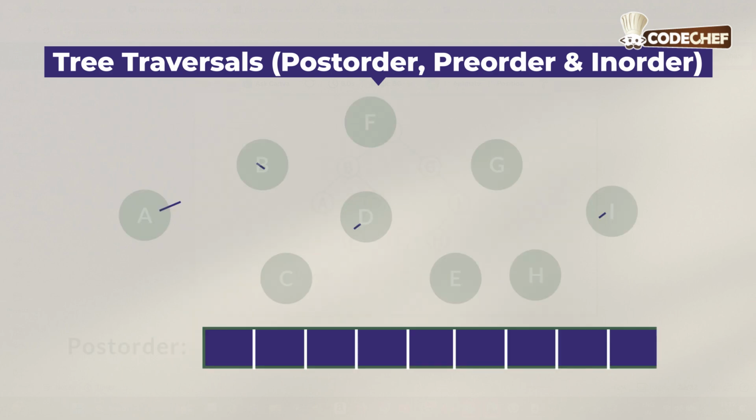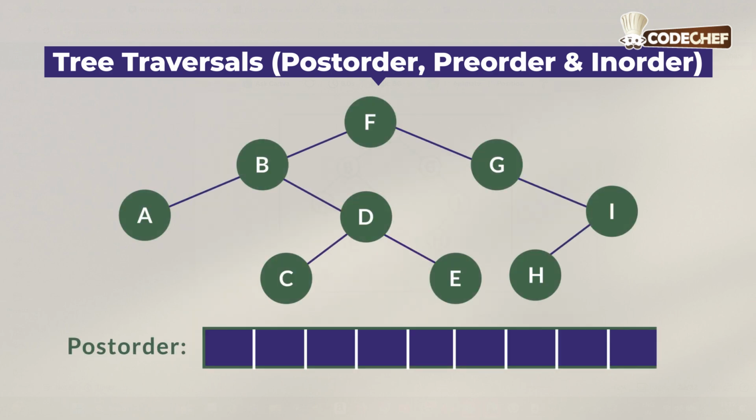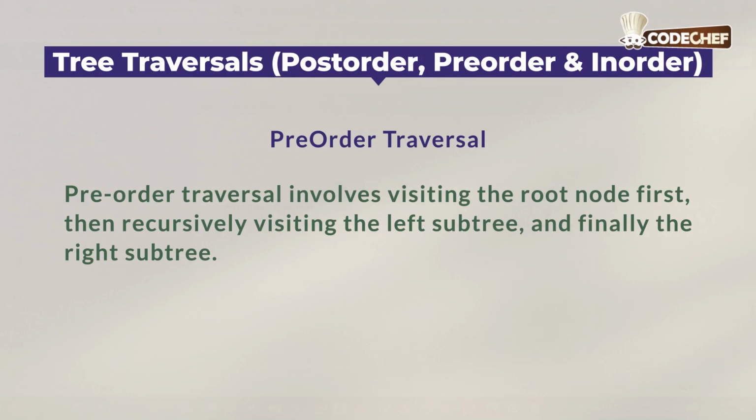So this is how an in-order traversal looks. It goes from F, B, A, it marks A, then B, it goes to D, C, again back to D, E, then it marks D, B, back to F, G, I, H, and H, I, G is marked. So basically, it goes from the left subtree, it visits the root again, and then it traverses the right subtree. Now let's talk about pre-order traversal.